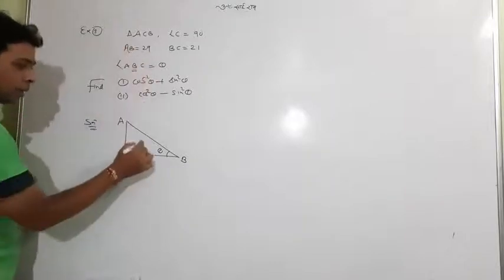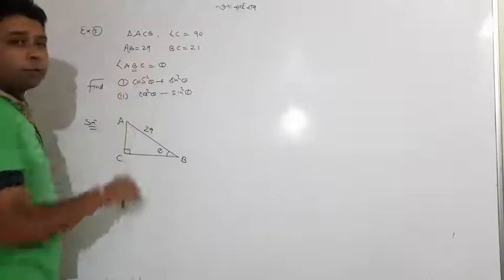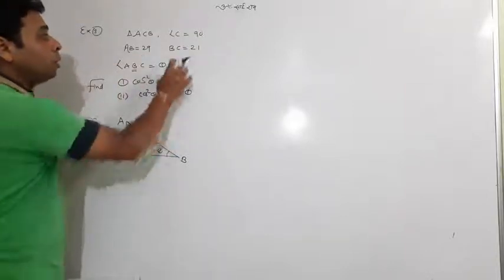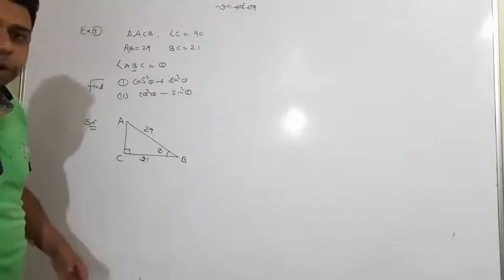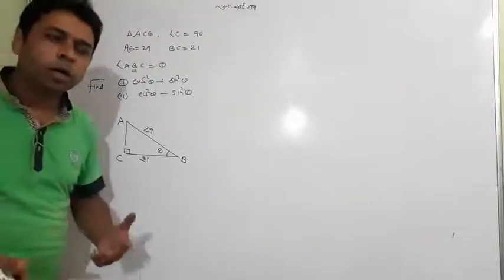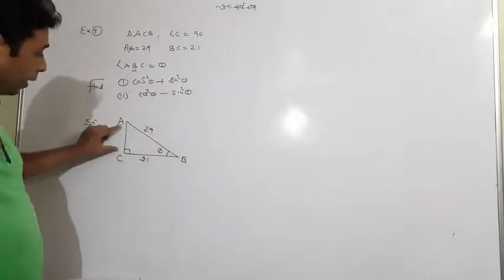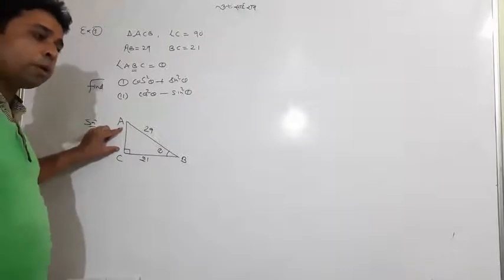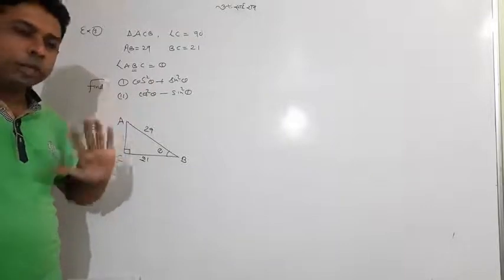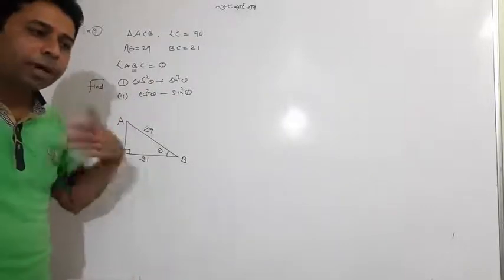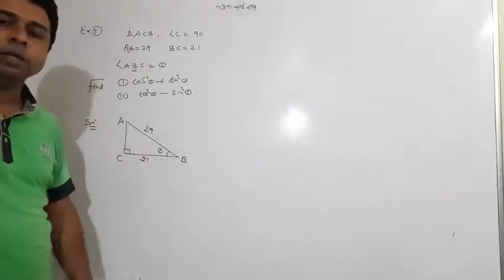AB equal to 29. This time students don't write 29k, because a special value 29 is given. It is not a ratio. BC is 21. Proper and particular values are given, and it should be in your knowledge and habit that when two sides are already known, we try to find the third side, because without getting the third side we cannot find all these things. I have already told you that whenever you want to find the other values, you have to find all three sides, then you can find the trigonometric ratio.